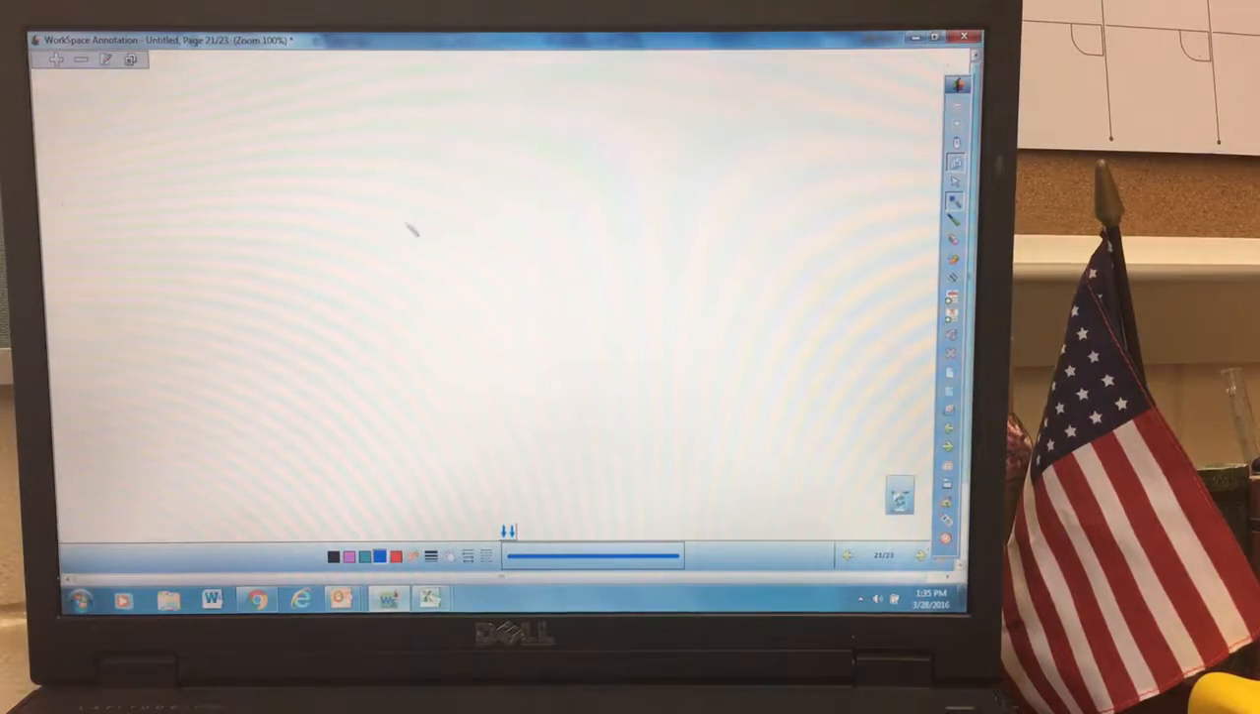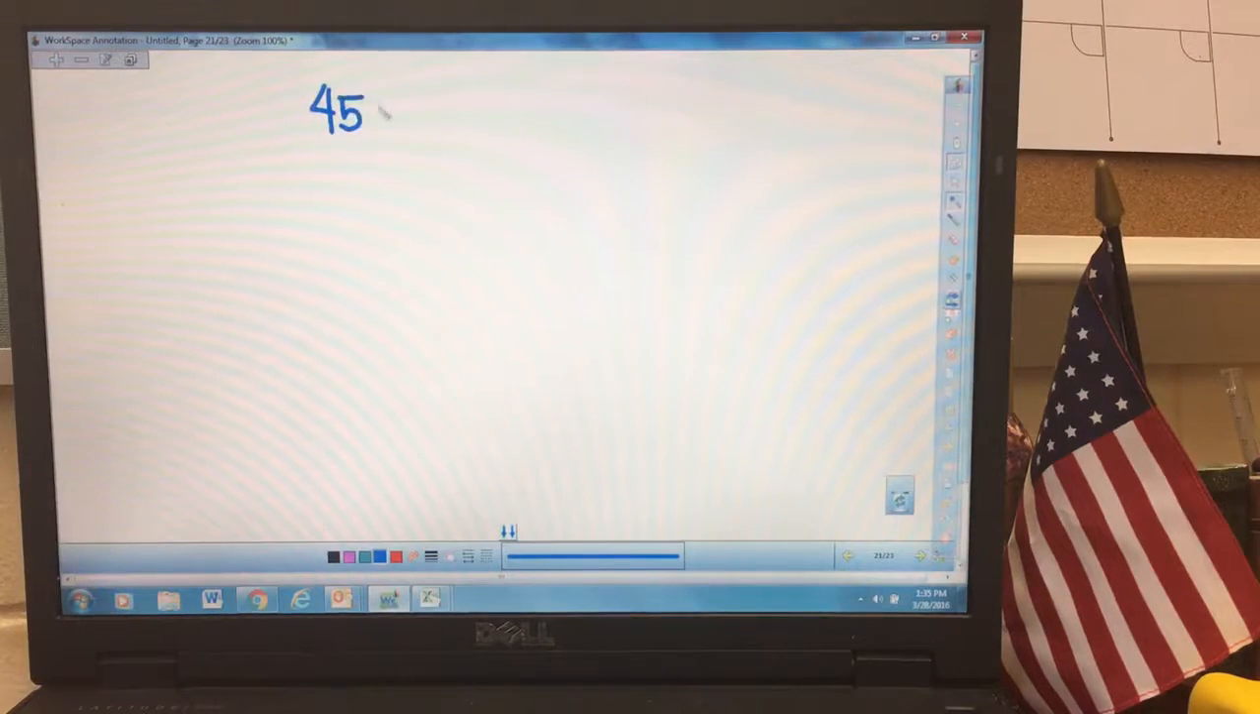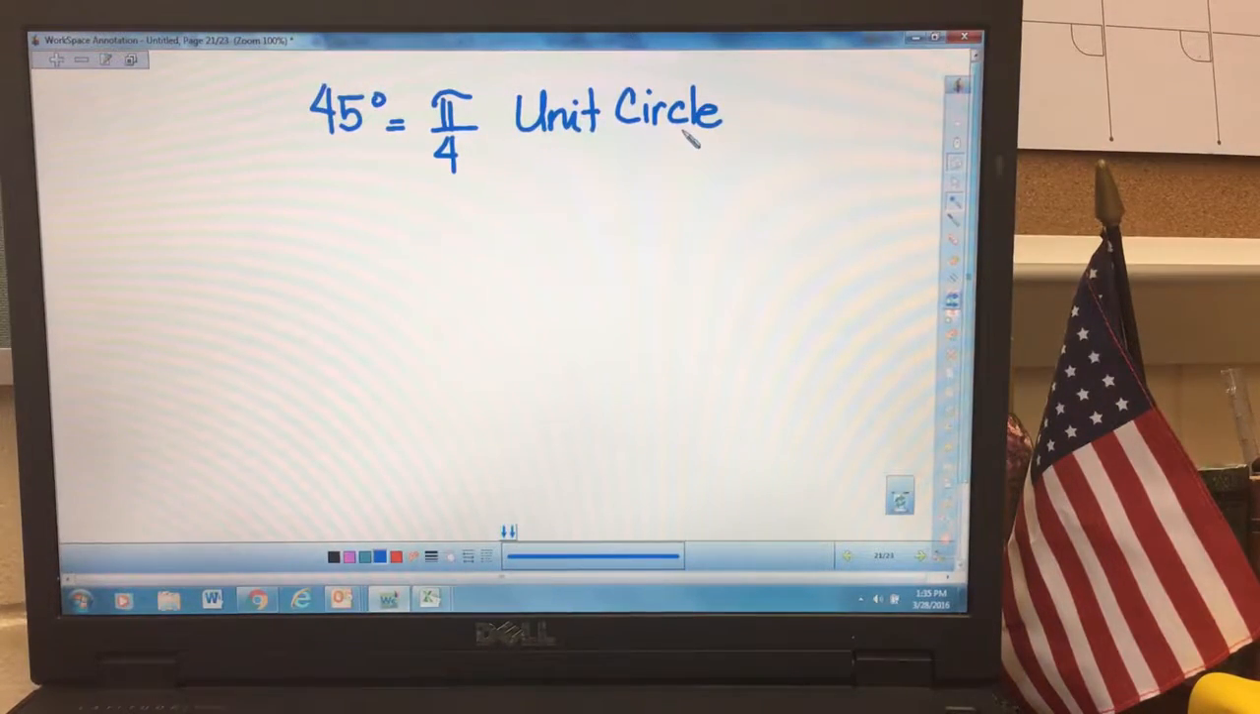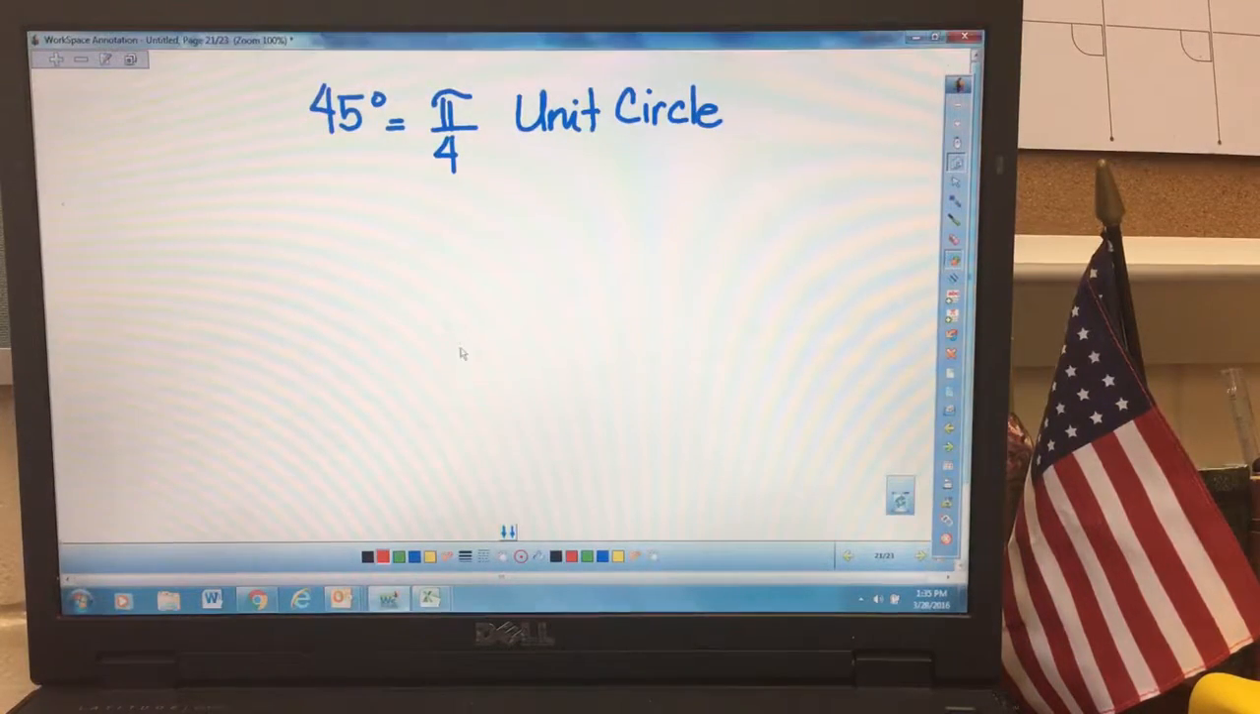Now we're going to create the 45-degree unit circle. Another name for this is the pi over 4 unit circle. Okay, we are going to divide a circle into pi over 4 increments. So I need a circle first, and I'm going to make it right here.